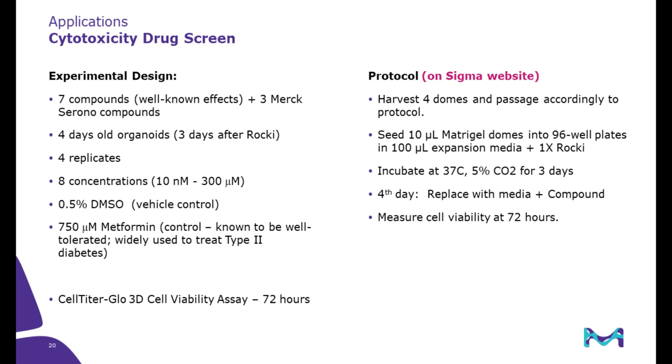Protocol is fairly simple and is also detailed on our Sigma website. So basically, harvest domes and passage according to protocol. Feed 10 microliter matrigel domes into 96 well plates in 100 microliter expansion media plus ROCK inhibitor. Incubate at 37 degrees Celsius in the presence of 5% CO2 for 3 days. On day 4, replace the media with the compound, and then measure cell viability 72 hours later.